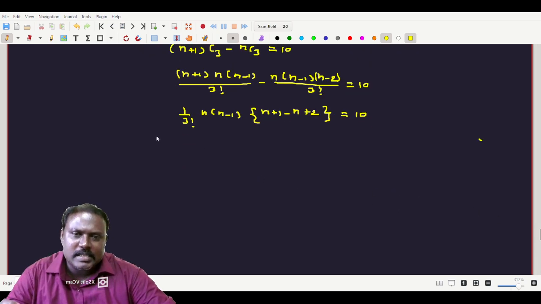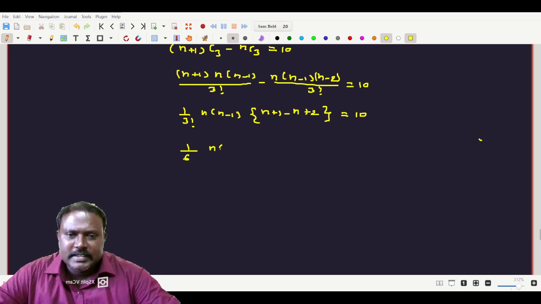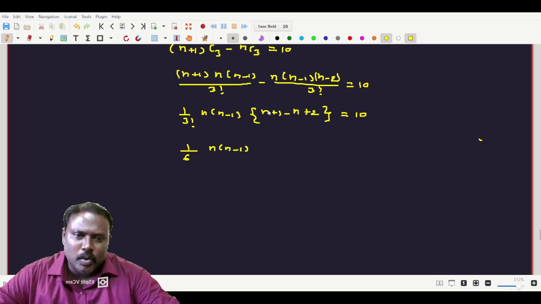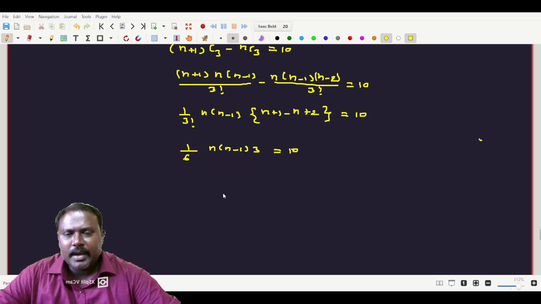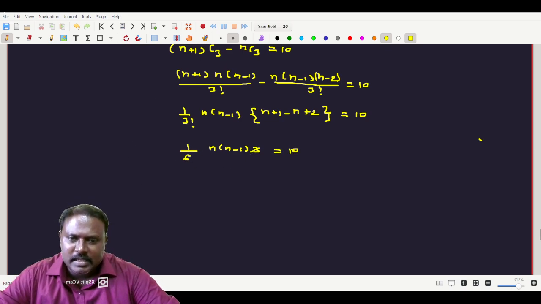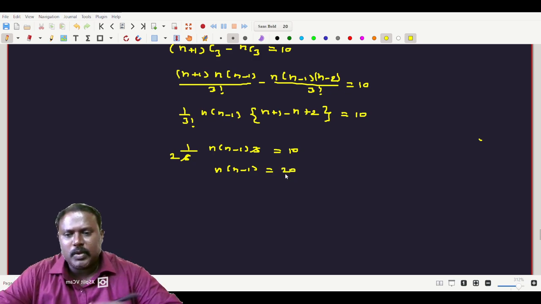Now let us simplify this. 1 divided by 3 factorial is nothing but 6, we know, right? So this is n into n minus 1. This n will get cancelled. Here 2 plus 1 we will be getting 3, which equals 10, right? Now let us simplify this. This will get cancelled. Here I will be getting 2. So n into n minus 1 equals 20.